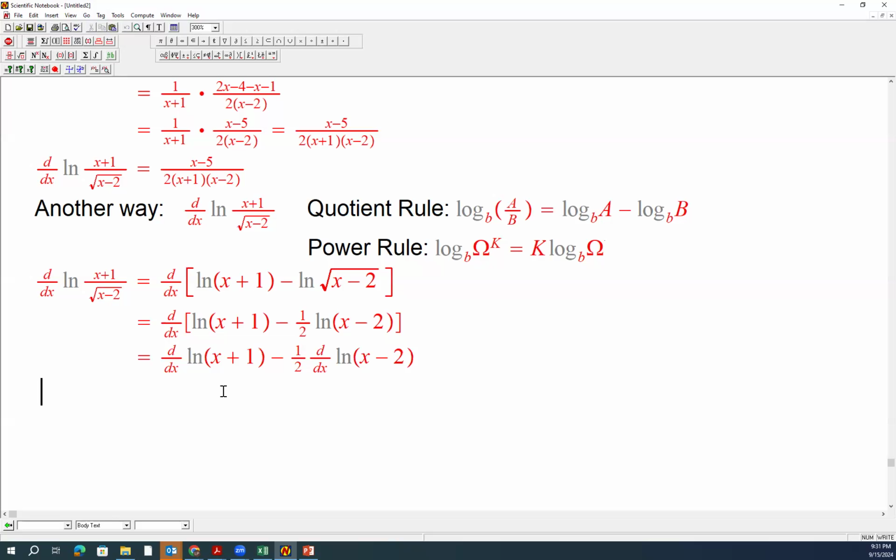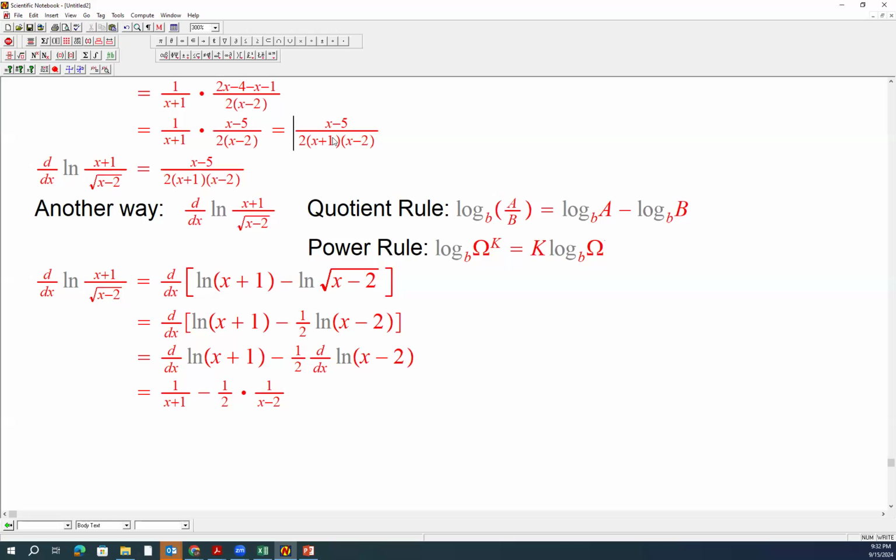So what is the derivative of ln x plus 1? That's just going to be 1 over x plus 1, and by the chain rule, the derivative of x plus 1 is 1. Minus 1/2 times the derivative of ln x minus 2, which is 1 over x minus 2 times 1. The derivative of x minus 2 is 1. So that's all we get.